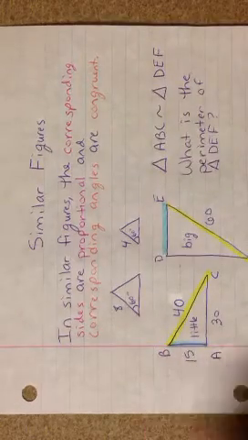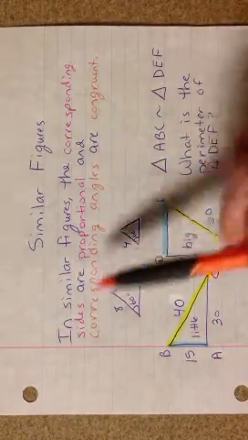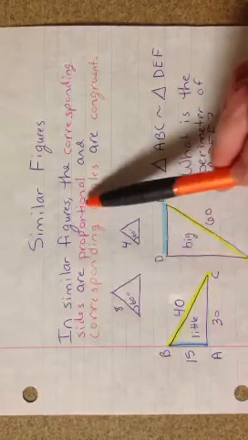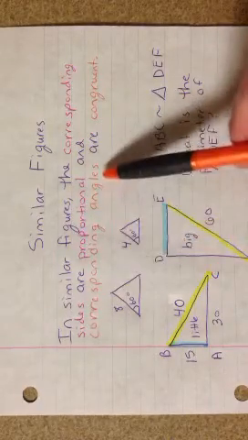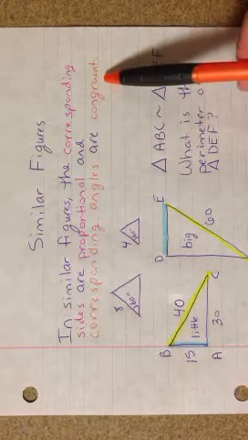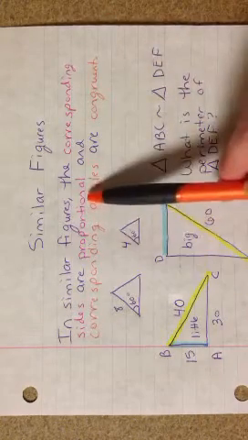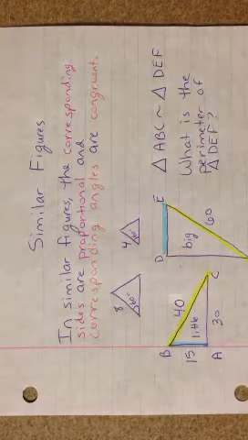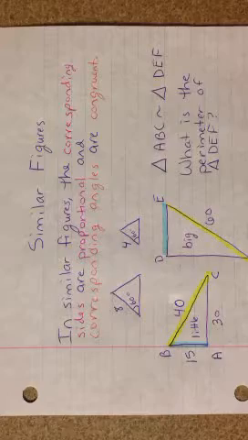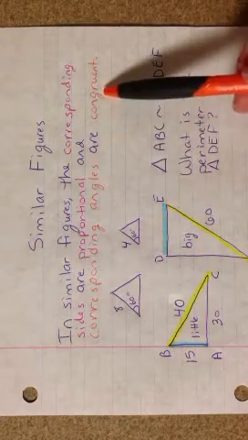All right, we're going to review similar figures. In similar figures, the corresponding sides are proportional and the corresponding angles are congruent. You need to memorize this sentence. Because the sides are proportional, that is why we are able to set up a proportion to solve for a missing side length.